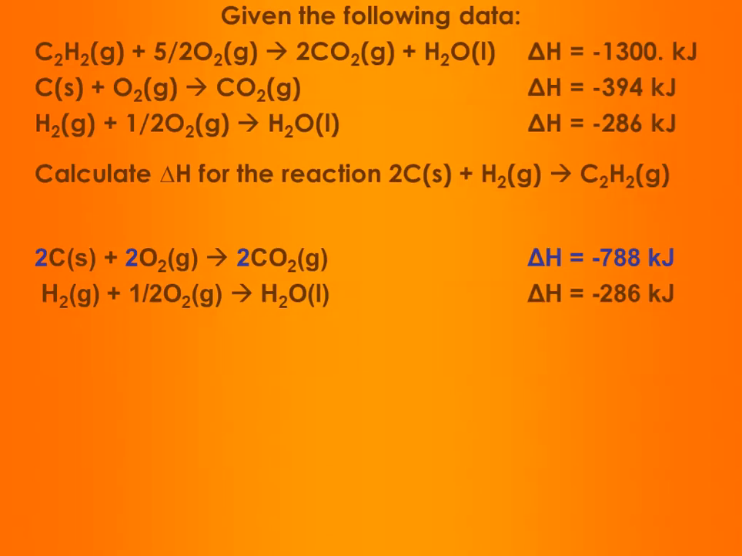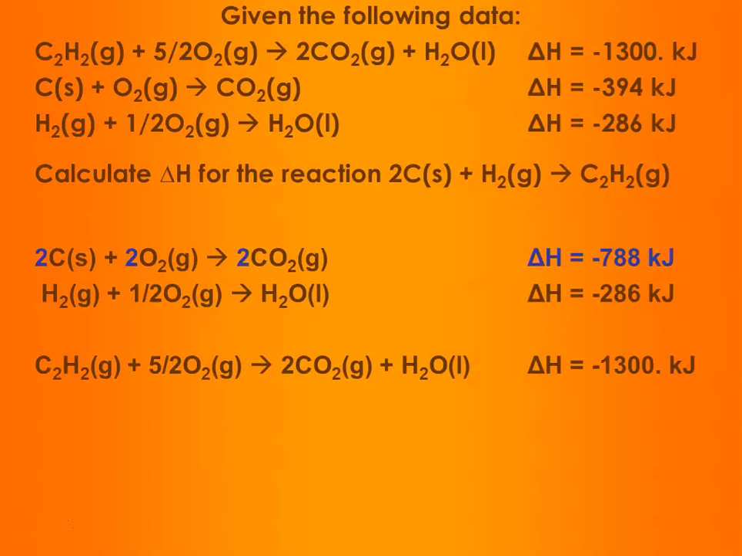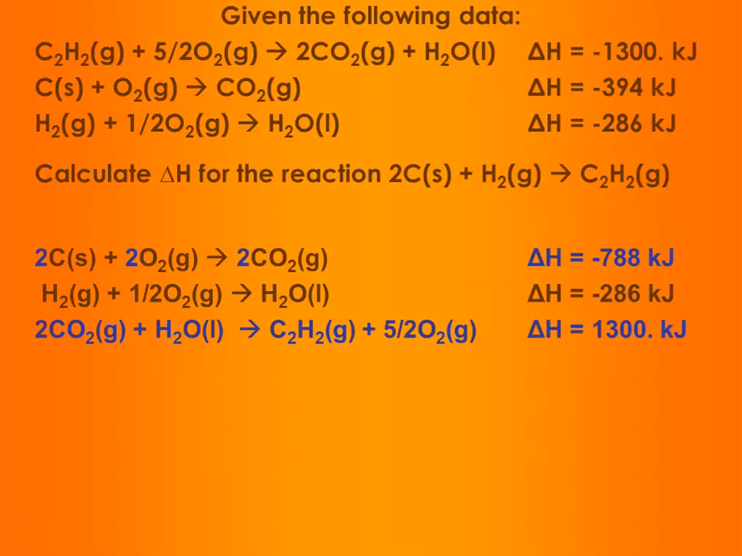My final component of my reaction is my product, C2H2, and that is in that first reaction. So that worked out really well, but it's on the incorrect side. It's on the reactant side, and I want it to be on the product side. So I'm going to take this reaction and reverse it so that CO2 and H2O are going to be on the reactant side. C2H2 and the 5/2 oxygen are going to be on the product side, and my enthalpy value will change from being exothermic, negative 1300 kilojoules, to endothermic, positive 1300 kilojoules.